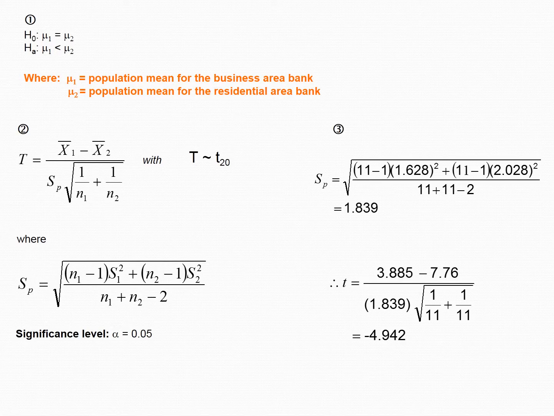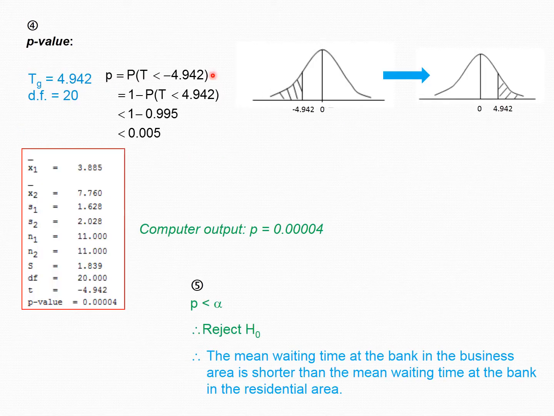Then you can substitute your sample statistics to calculate SP. You need to square those values since we determined the standard deviations for our samples and not the variances. And then we can use that and the other sample statistics to calculate our t value. So t will be negative 4.942. Our p value is then the probability that t is less than negative 4.942.